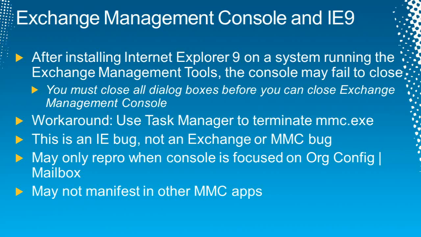So another workaround is we're fairly sure, 99.5% sure, that this only manifests itself when you've got the org config and mailbox node selected. So before you close the console, simply select somewhere else in EMC, and then it should close fine for you. If it doesn't, I personally would like to hear about that from you. So if you repro with your focus elsewhere, please let me know about that, because like I said, we're pretty sure it's just in this one area, and we don't even see it manifesting in other MMC apps.